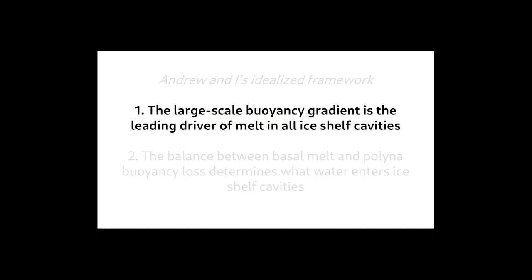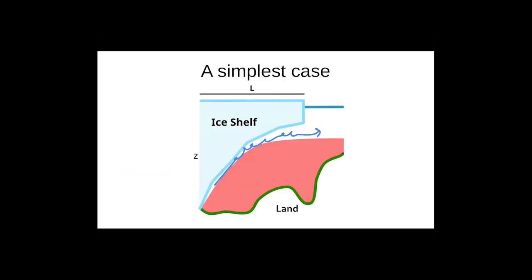I'll start with the first statement, which is actually the first project of my PhD. We began making this argument about the large scale buoyancy gradient by thinking about the simplest case, the most idealized version of an ice shelf cavity we could imagine that was realistic, which is a two-layer ice shelf cavity. You have a meltwater plume, the thin white layer in the ice shelf cavity, and then all the water underneath in red.